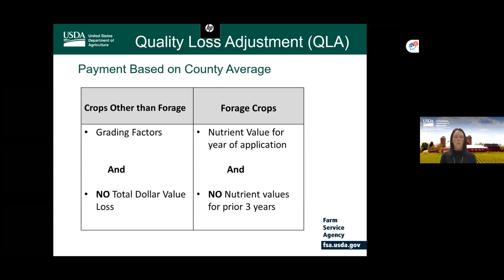For the forage crops, if the producer can only provide nutrient value documentation for the year of application, but didn't have those previous 3 years of documentation, then the producer will still be eligible, but they'd be paid based on a county average. And we'll go through some payment examples as we get further into this presentation.